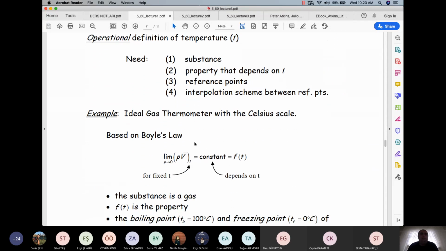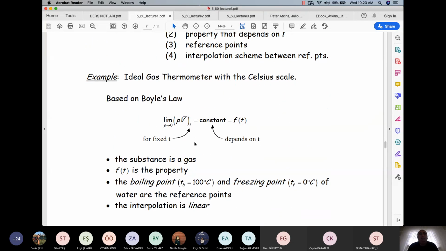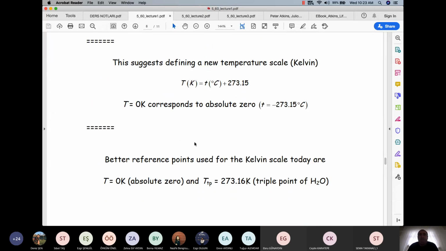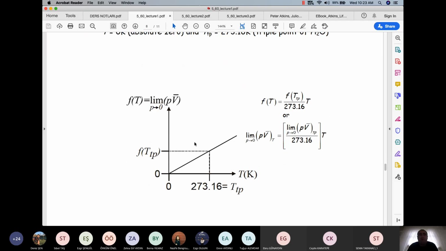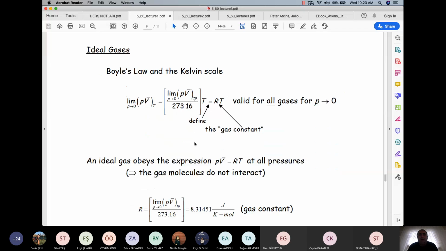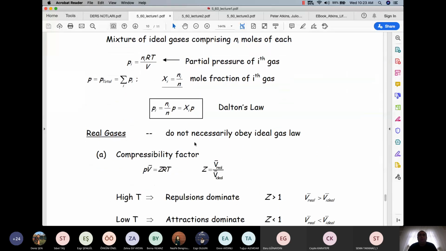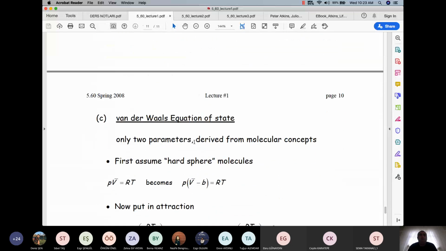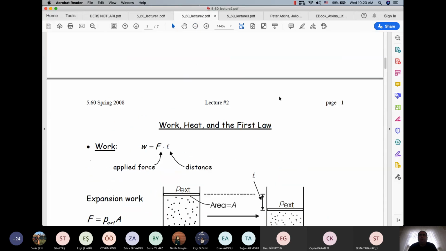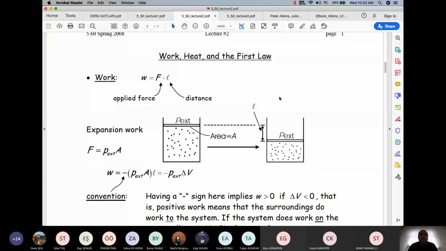So, we have already discussed this part. Let's skip this because we have discussed the temperature formations and why we picked 273.15, and the ideal gas law and equations of state we have already talked about. This is the first lecture here.